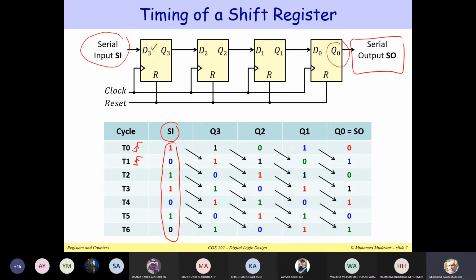Notice how we are shifting the bits. SI here, which is 1, is going to appear at the output of Q3 in the next cycle. If this is 1, then it's going to be shifted to Q2. If Q2 is equal to 0, then it's going to be shifted here. And if Q1 is equal to 1, then it's going to be shifted out. Notice how we are shifting. All of this shifting is happening in parallel at the same time.